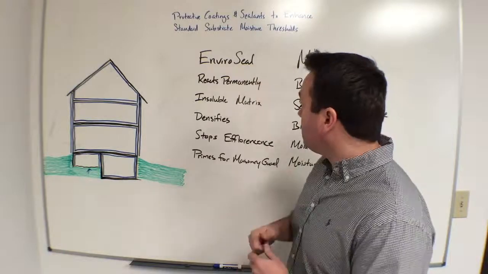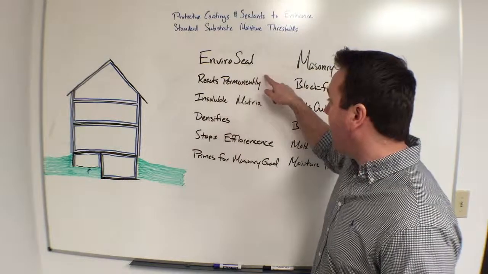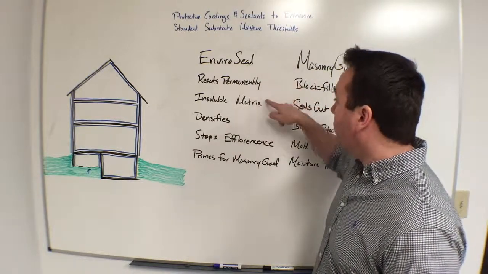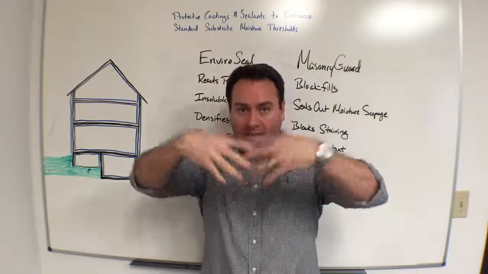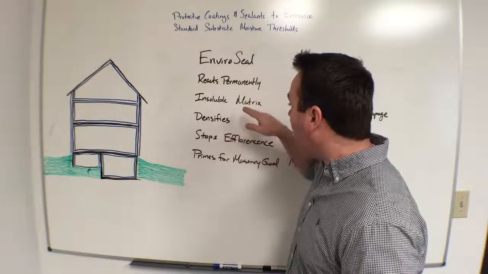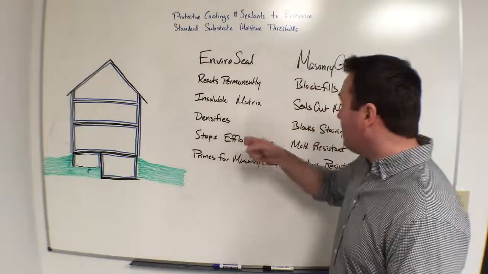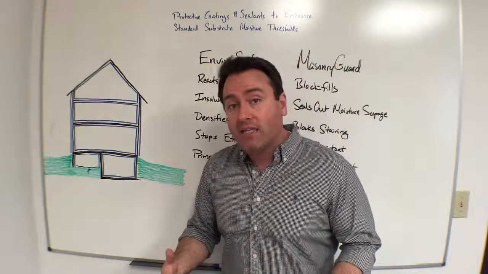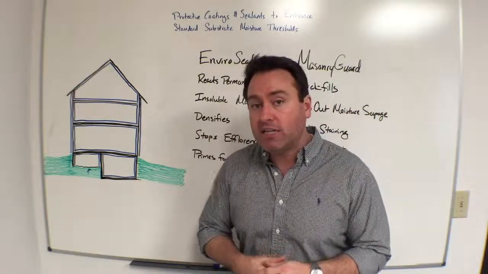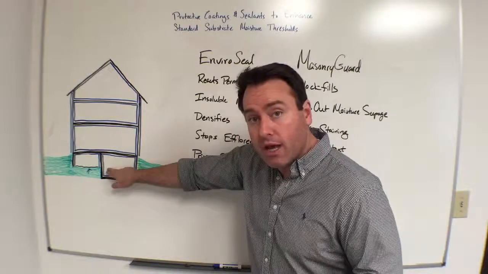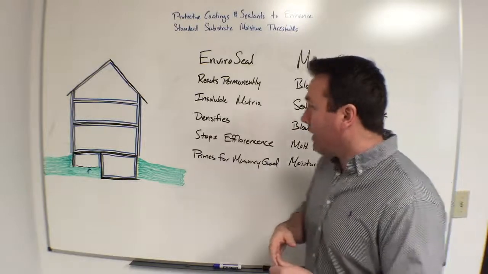So EnviroSeal reacts permanently with the calcium that's within these walls to stop efflorescence from forming, which gives it an insoluble matrix. Essentially, you could think of it as a lattice work or a gel structure that sets itself up in this wall and then redensifies this concrete structure so that you're strengthening that wall, stopping efflorescence. And by the way, it is the perfect primer for Masonry Guard. It actually increases the adhesion of Masonry Guard as it begins to restrict moisture flow and as it adds to all these other benefits that we've talked about with EnviroSeal.